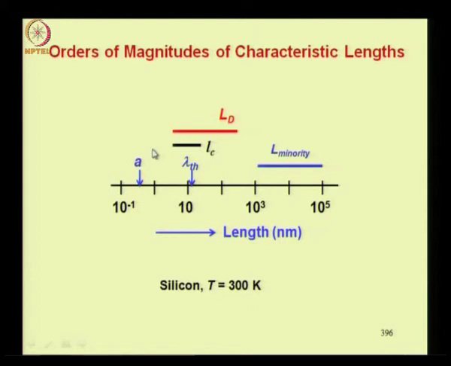This is the orders of magnitude of characteristic lengths. Here we found that the minority carrier diffusion length is towards the upper limit of the length scale, and the distance between the atoms is at the lower end. So generally the minority carrier diffusion length is more than the Debye length, which is more than the mean free path, which is more than the thermal average wavelength, which in turn is more than the distance between the atoms. So in many semiconductors this order would hold.